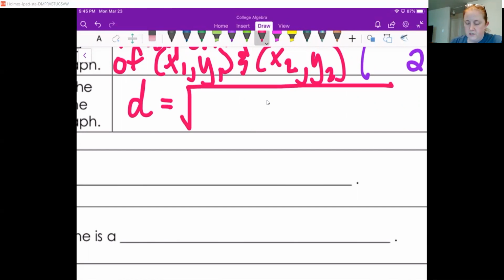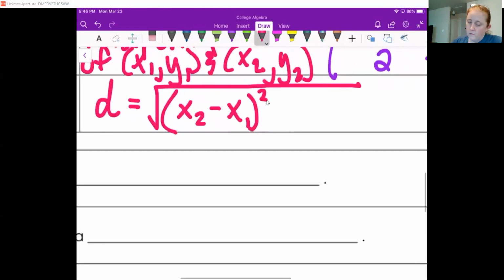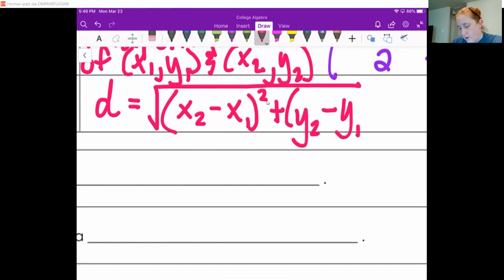So to find our distance, we're going to use the same x1, y1, the same x2, y2. Our formula says that we are going to take the second x, also known as x2, minus the first x, and then square it. We're going to add to that the second y, also known as y2, minus the first y, y1, and square that. So I can put all of that in the formula.